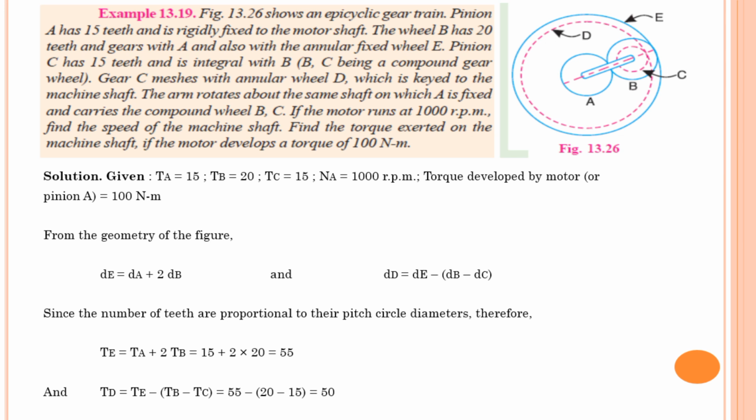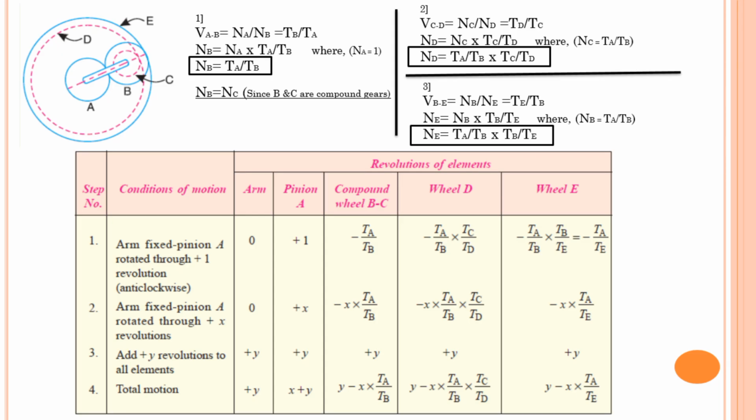From that we can find out by simple calculation. TE is equal to 55, TD is equal to 50. Now after finding teeth, we will prepare a table by a tabular method. As usual, apply 4 conditions to all elements.